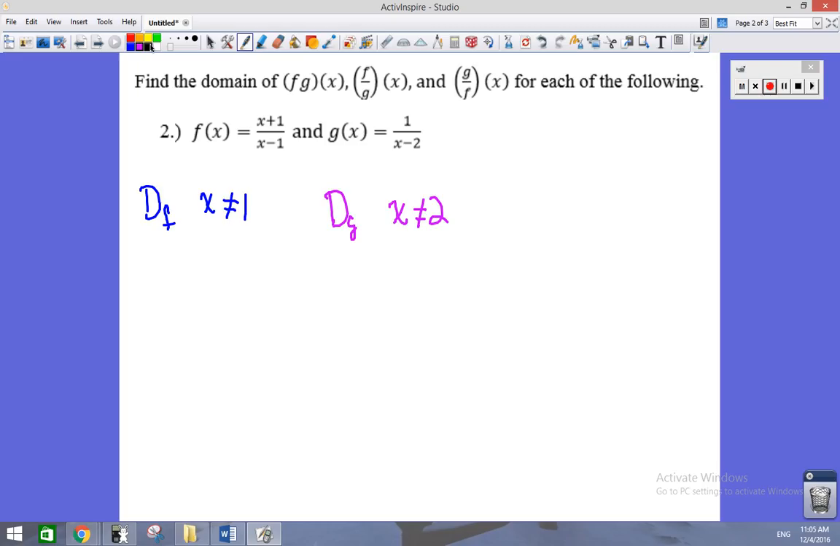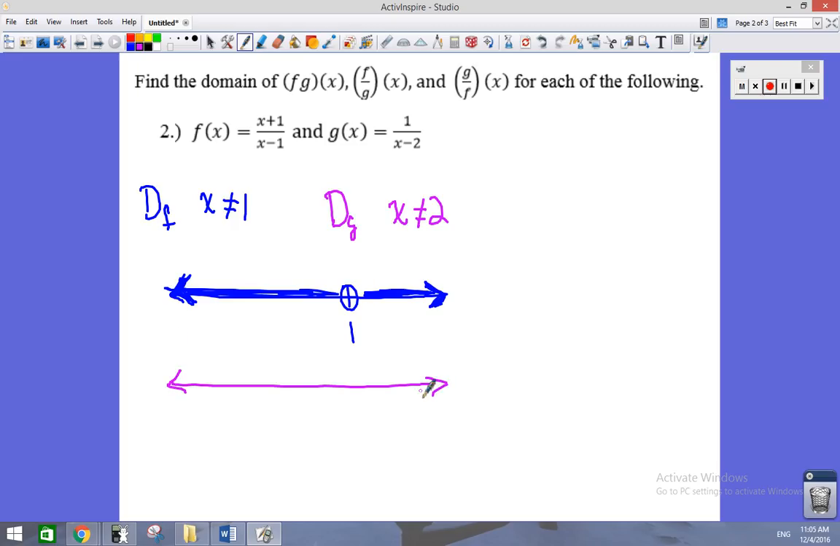So if I want to find the domain of f times g, I intersect these two domains. And for some people, that's easiest to see by using graphs and saying, well, hey, if we have all real numbers except 1, this entire number line is shaded everywhere except at the number 1. And over here for the domain of g, I've got all real numbers shaded except for the number 2.